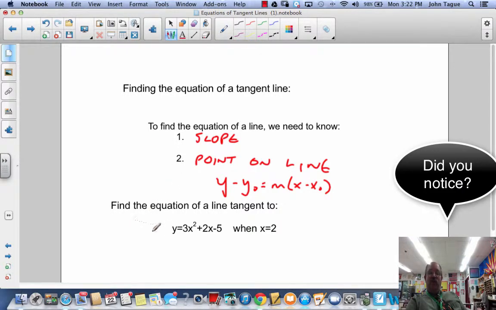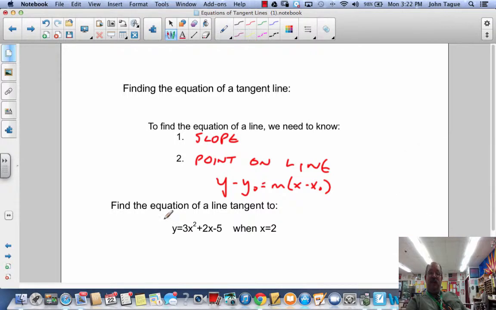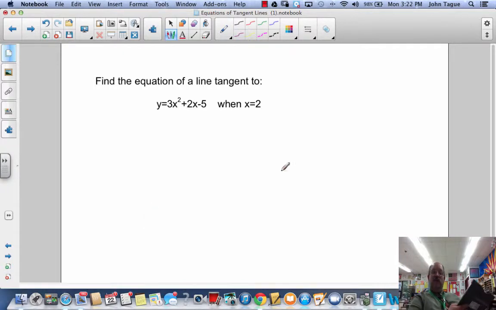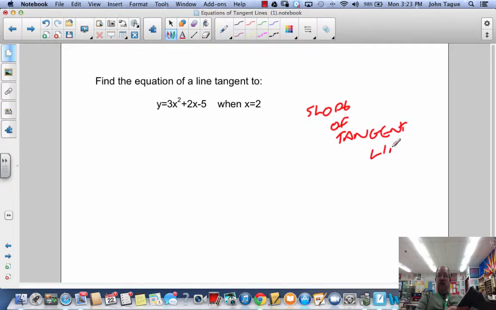So we want to find the equation of a line that's tangent to this when x is equal to 2. Okay? So to find the equation of a line tangent to this, we need to know the slope of the tangent line, and the slope of the tangent line is also known as the derivative. So we find the derivative.